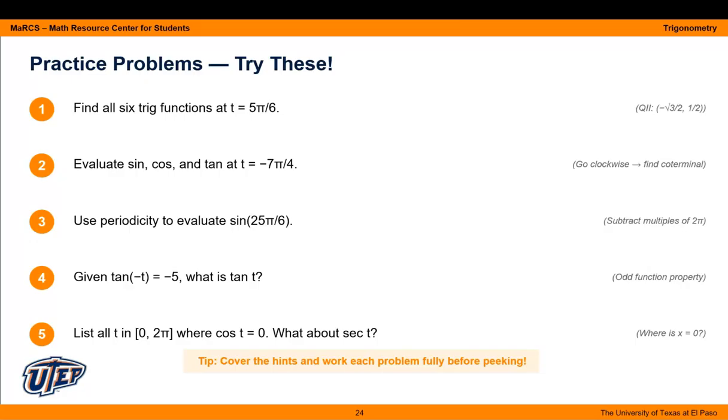To finish, work through the practice problems on this slide carefully. The goal is not just to get answers, but to connect each answer to a point on the unit circle. That is the central idea of the whole lesson. If you know the point on the circle, then you know sine and cosine immediately, and from there you can build the other trig functions. Once that connection becomes natural, the unit circle becomes much more logical and much less about memorization.